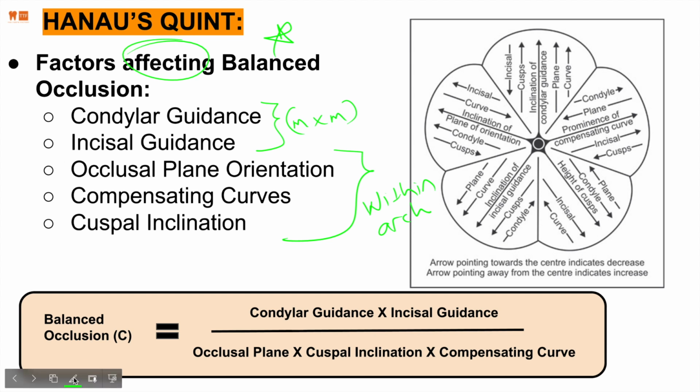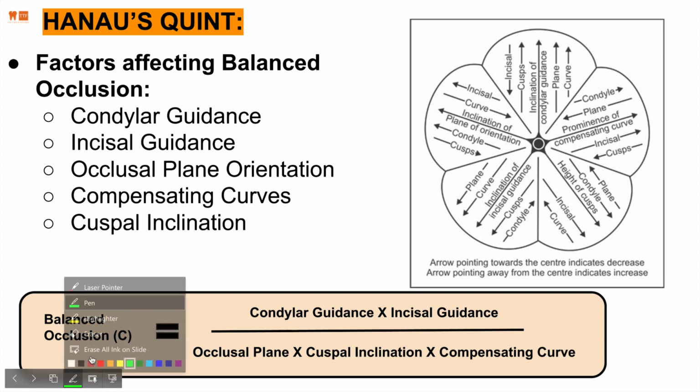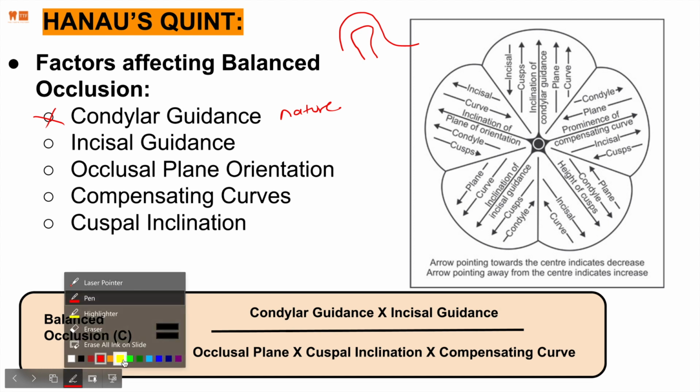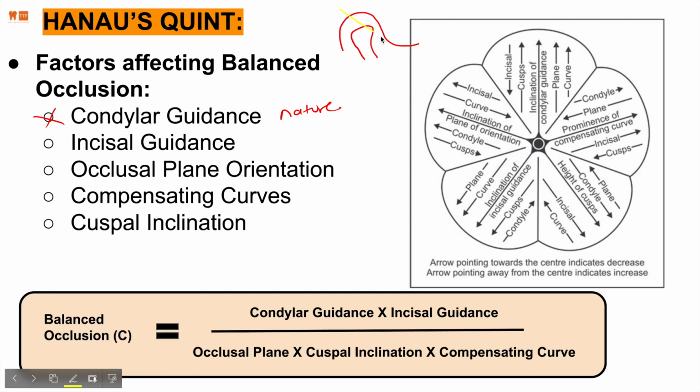Condylar guidance, just to clarify, it is something that we cannot control, something that we cannot change. It is natural. What does that mean? Do you remember the first slide we talked about, where we had the condylar head in the glenoid fossa and the articular eminence had the slope? Well, this guidance is basically just a little angle that forms right here with a horizontal plane.